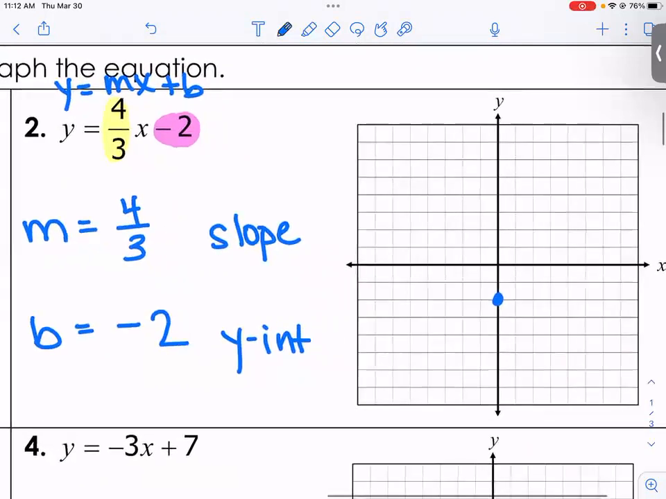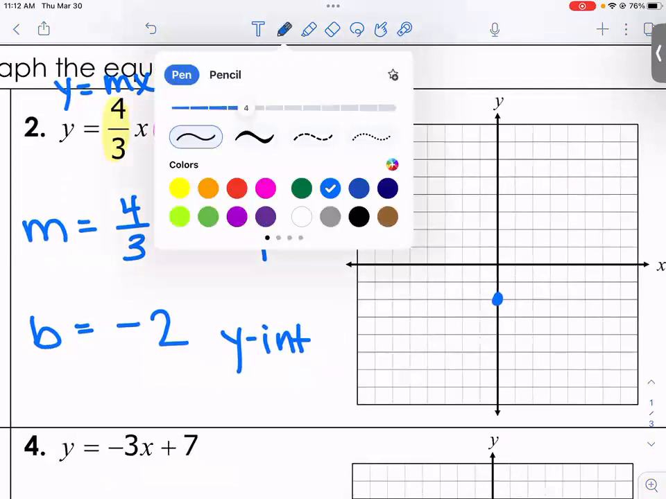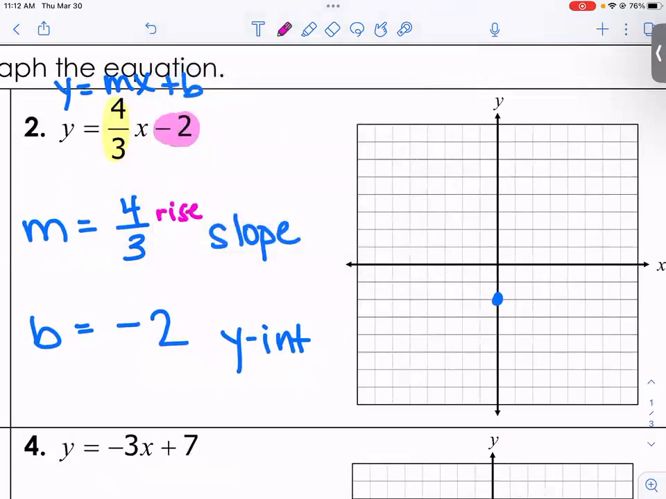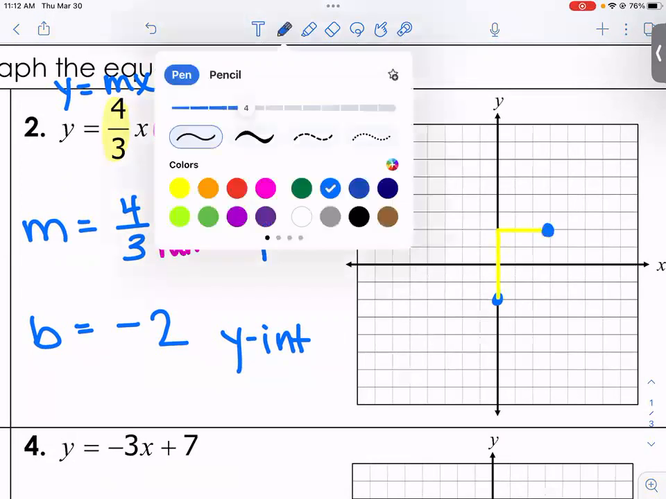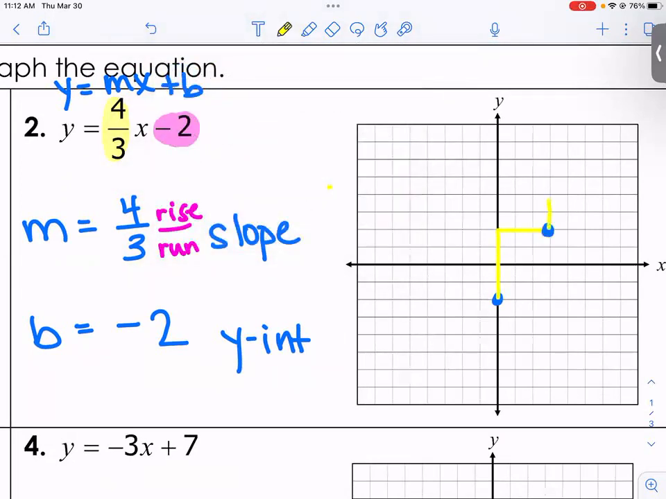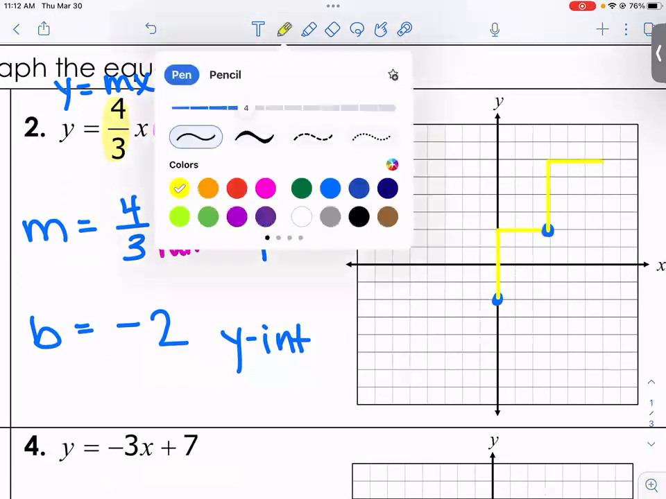Okay. Now our slope is rise over run, right? So I need to go up 1, 2, 3, 4 and over 1, 2, 3. And there's my next point. We're going to rise 1, 2, 3, 4 and over 1, 2, 3. And there is my next point.